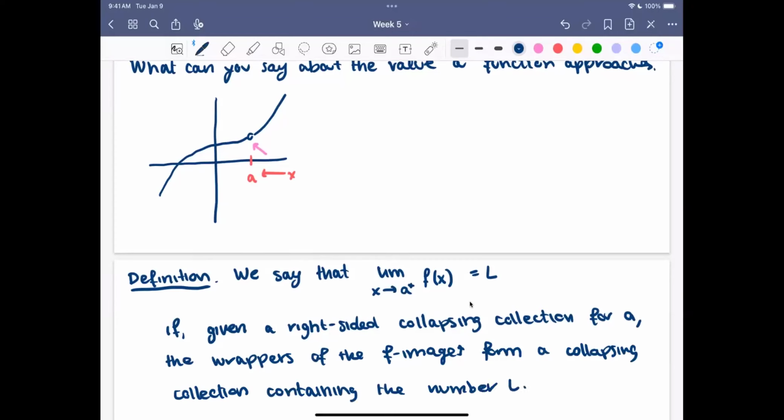Right, so a collapsing collection can only contain at most one number. So if that number is L, then that means that this limit is equal to L. Okay, so in the picture, this is the coordinates of the hole, so it would have y value L, right? So this would be (a, L).